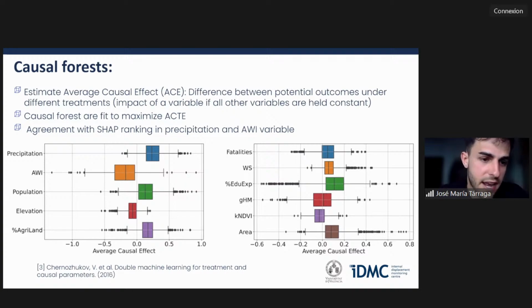And what we see is that these are in agreement with the Shapley values rankings for the absolute wealth index variable, meaning that precipitation has a positive causal effect on displacement, and the absolute wealth index has a negative causal effect on displacement. So these are all tools that you could use to investigate the factors that drive displacement.